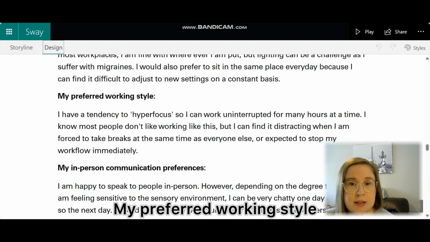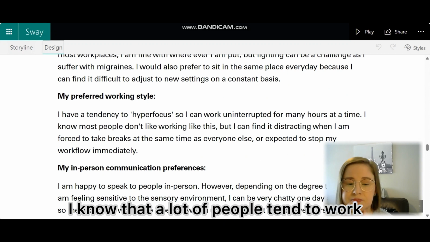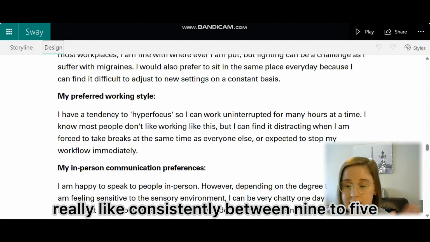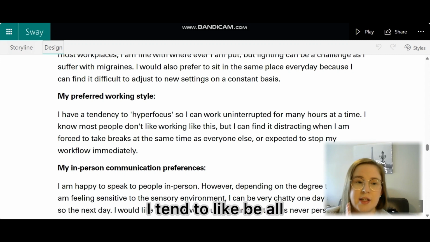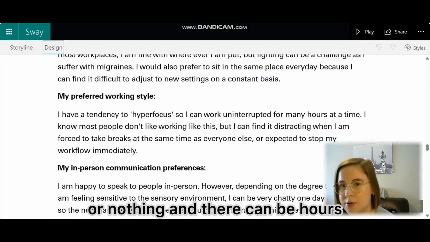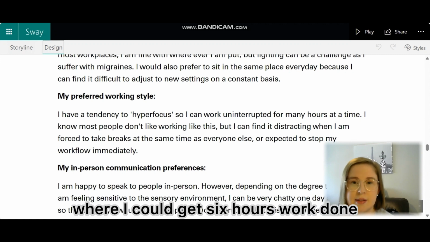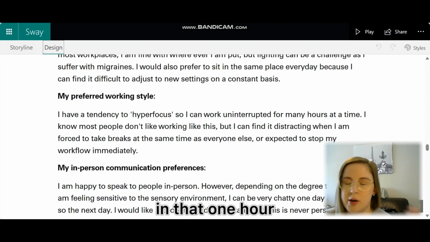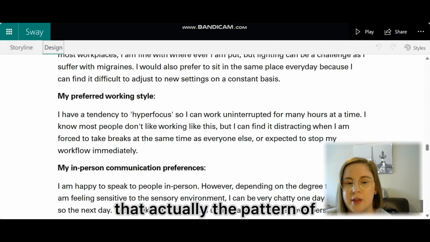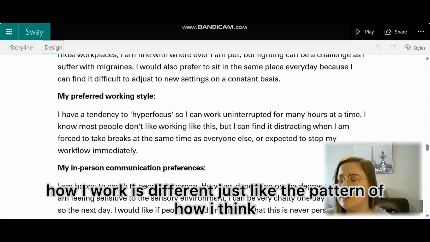My preferred working style: I know that a lot of people tend to work really consistently between 9 to 5. I tend to be all or nothing, and there can be hours where I do nothing and then an hour where I could get 6 hours of work done in that 1 hour because of how I focus. And that can be important for an employer to know, that the pattern of how I work is different, just like the pattern of how I think.